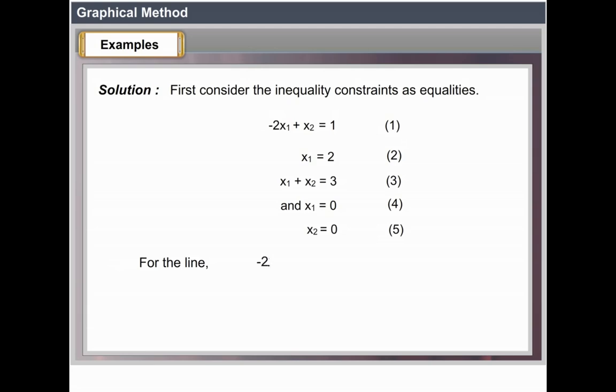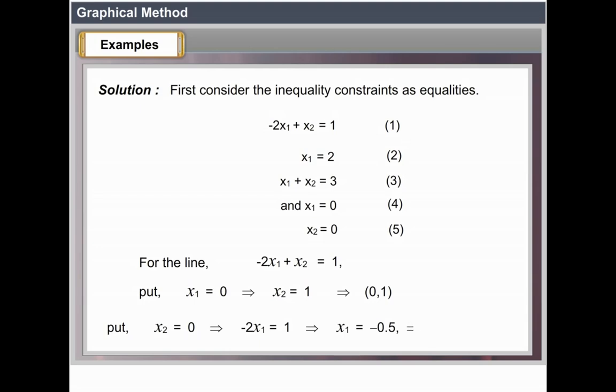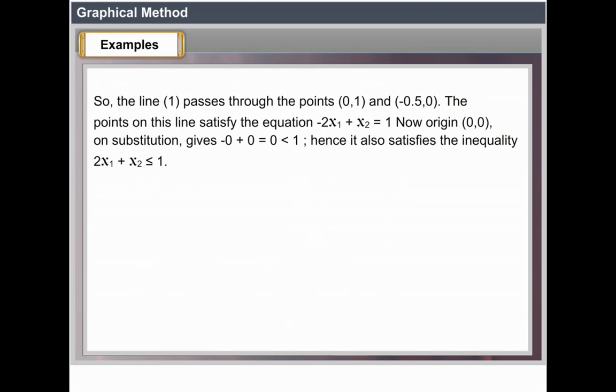For the line minus 2x1 plus x2 equal to 1, put x1 equal to 0. This implies x2 equal to 1, so we get the point (0, 1). Then again put x2 equal to 0 in the same line. We get minus 2x1 equal to 1, which implies x1 equal to minus 0.5, so the point is (minus 0.5, 0). So line 1 passes through the points (0, 1) and (minus 0.5, 0). The points on this line satisfy the equation minus 2x1 plus x2 equal to 1.